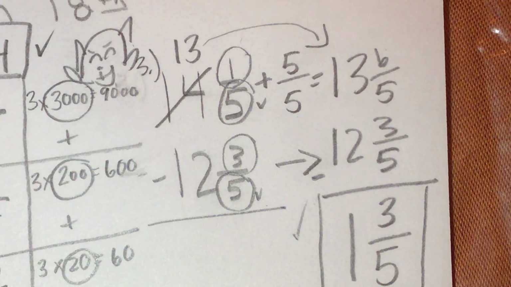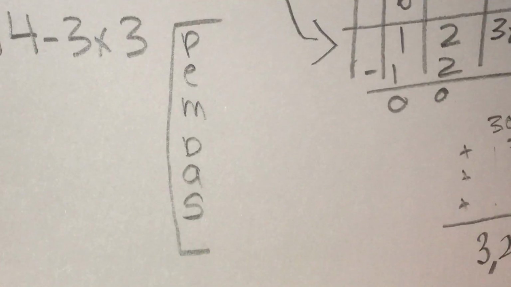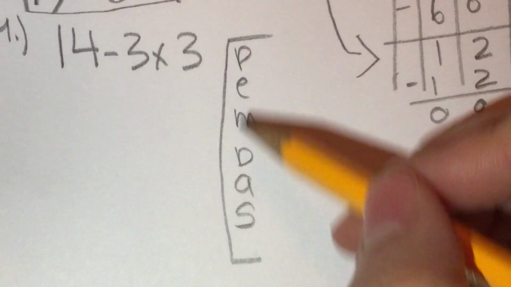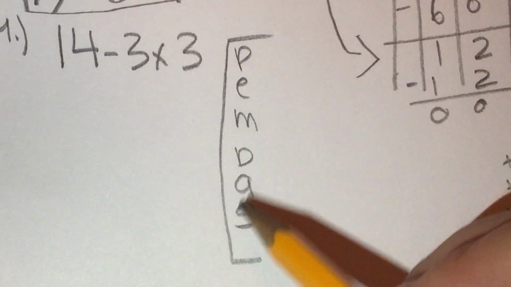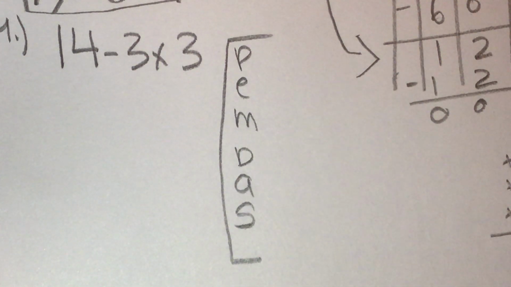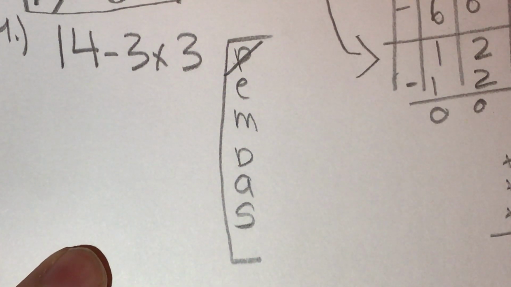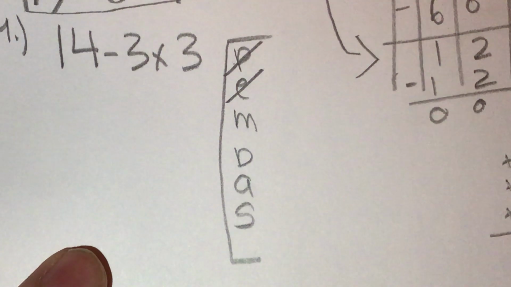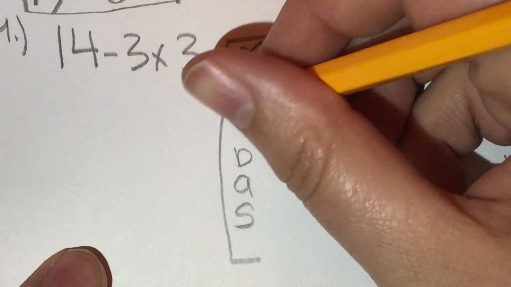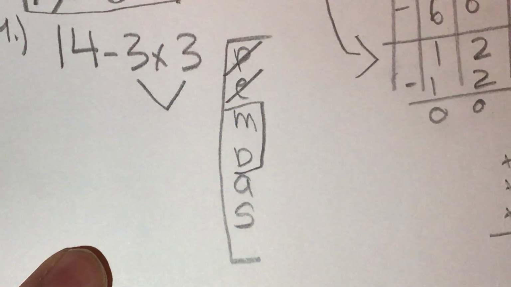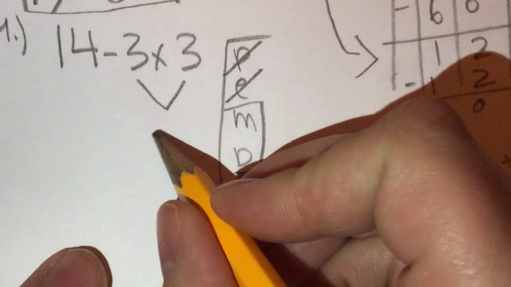Okay. Let's go ahead and look at the Please Excuse My Dear Aunt Sally. So I have written my equation 14 minus 3 times 3. And then on the side, I wrote my PEMDAS so I can make sure that I don't skip a step. So let's go ahead and look at P. Do I have parentheses? No. Do I have an exponent? No. Do I have multiplication or division? Yes. Right there. 3 times 3 is 9.